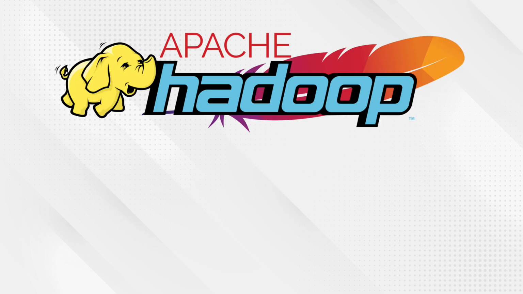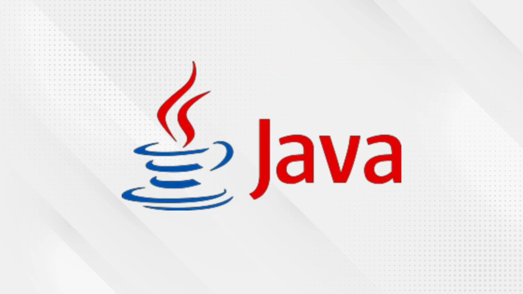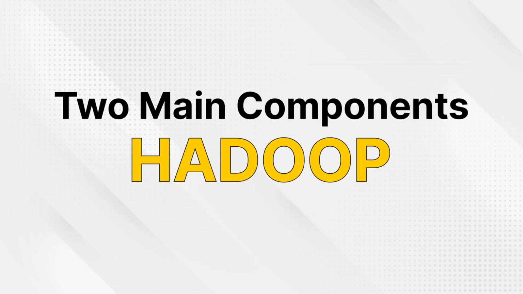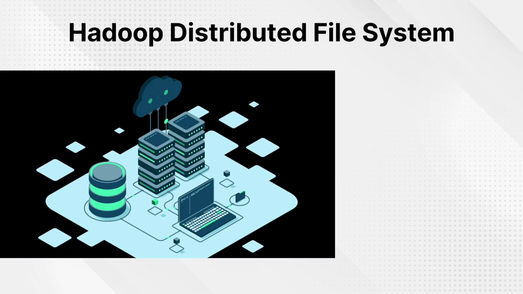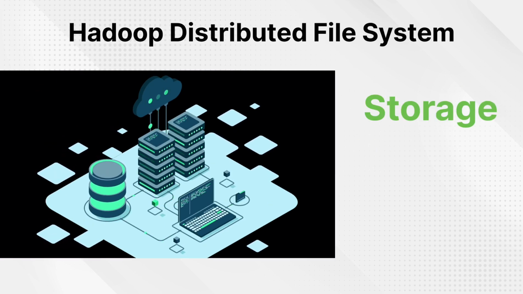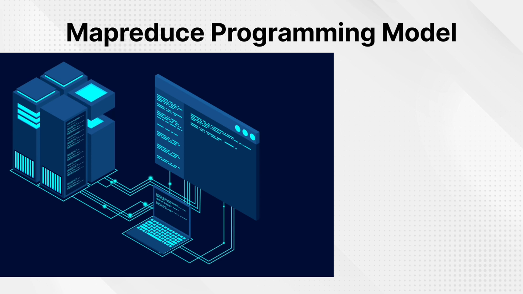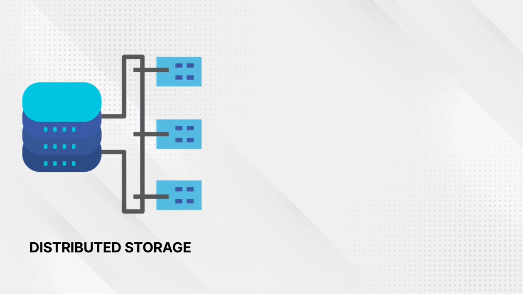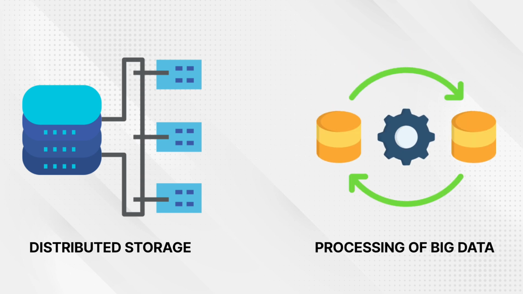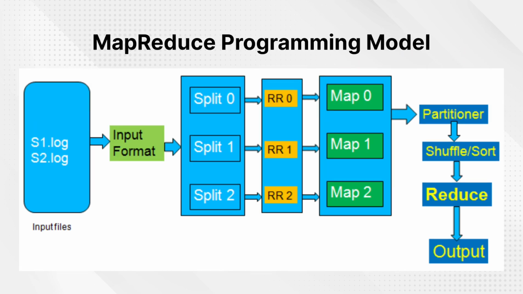The project was named after Doug Cutting's son's toy elephant, and it became an Apache Software Foundation project in 2006. Apache Hadoop was written in Java. Hadoop consists of two main components: the Hadoop Distributed File System (HDFS) for storage and the MapReduce programming model for processing. It provides a software framework for distributed storage and processing of big data using the MapReduce programming model.